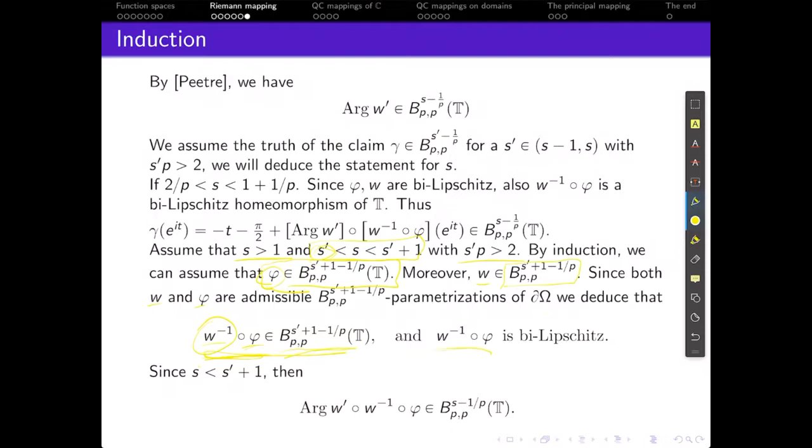And also, clearly, this composition is also bi-Lipschitz. So here we can apply the result that I told you in the first section, that the composition with bi-Lipschitz Besov mappings preserves the Besov norm. Okay, this is what I told you in the first section. So we are done. We have seen that gamma, which is something plus this guy here, is Besov, and this implies that phi is Sobolev, and that's all about the Riemann mapping.